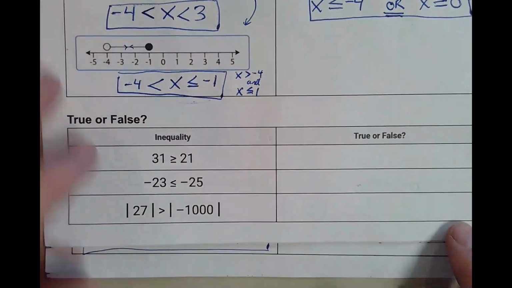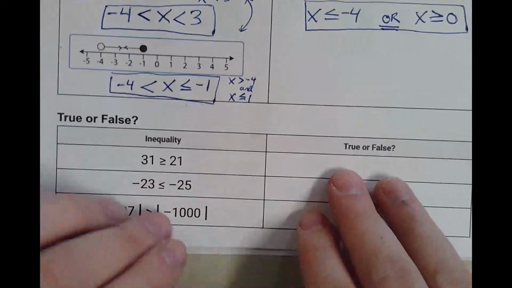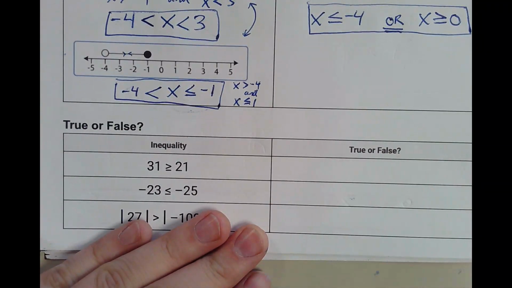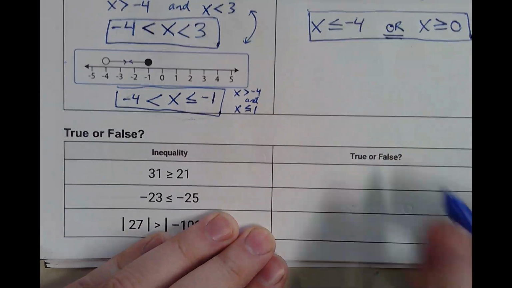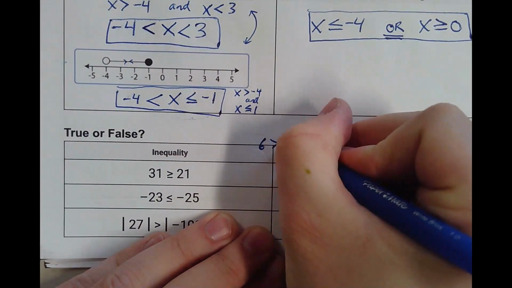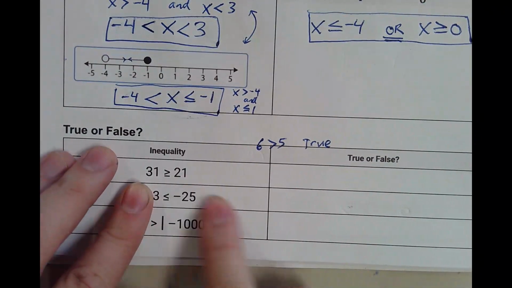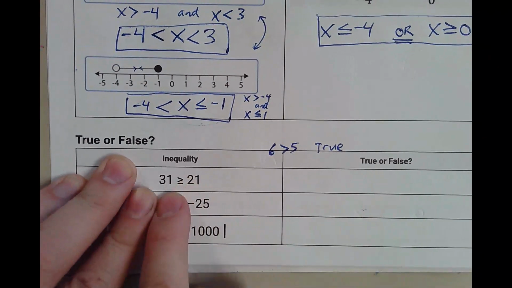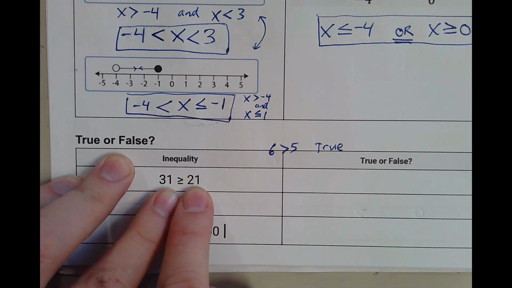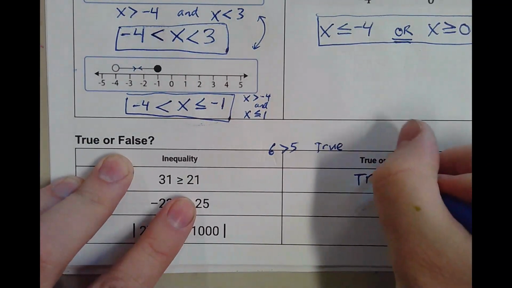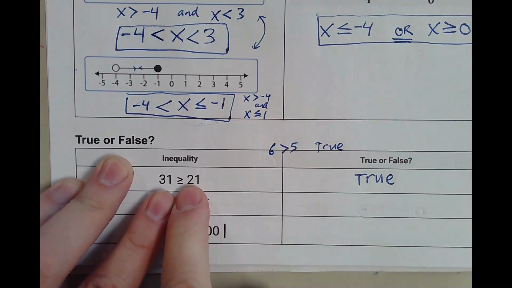All right, let's move on to the true or false questions. Okay, so there is typically an example given to you. 6 is greater than 5 is true. So in this situation, we're looking at the symbols and we're seeing if the situation is true or false. So 31 is greater than or equal to 21.